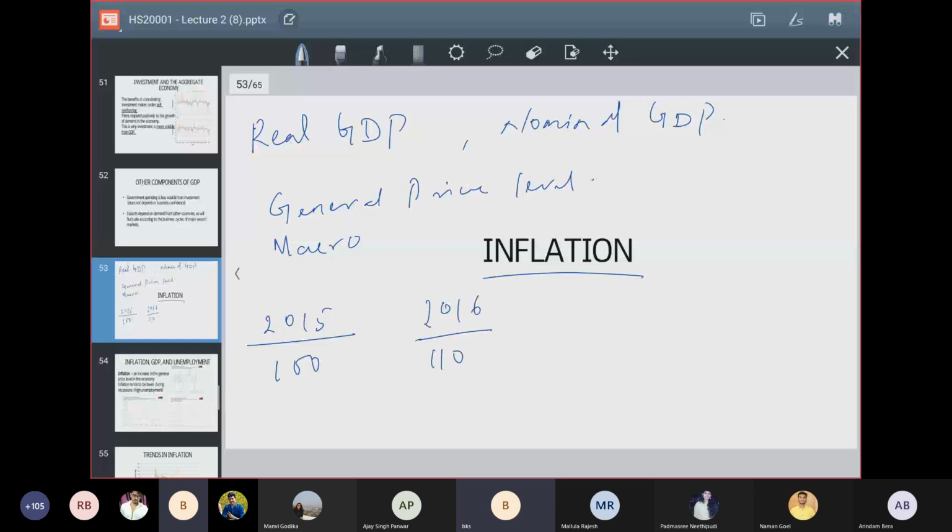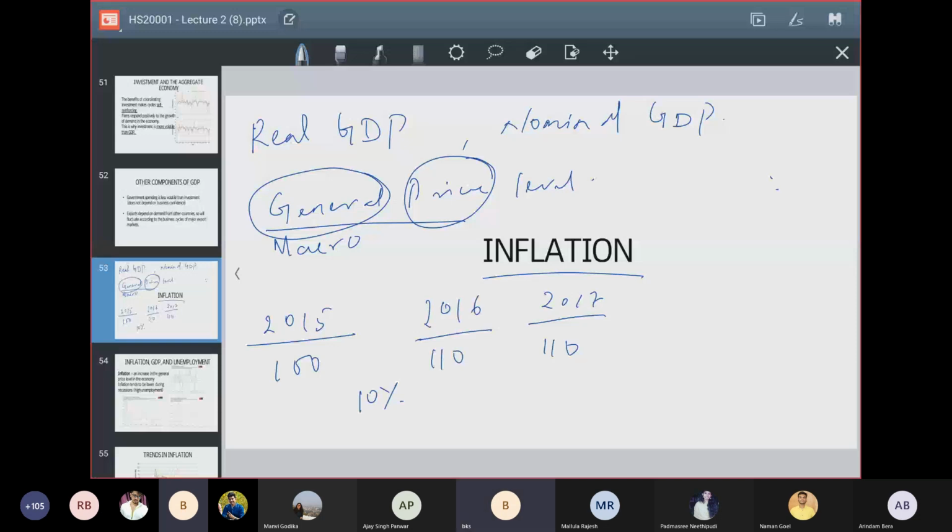Before going further, what we're saying is general price level. So before going further, let's look at what we mean by price, and then what we mean by this general price.